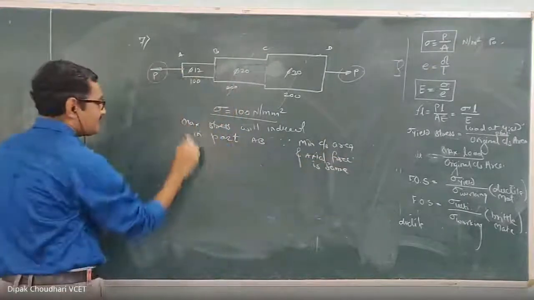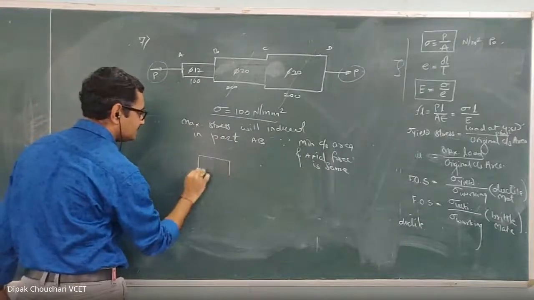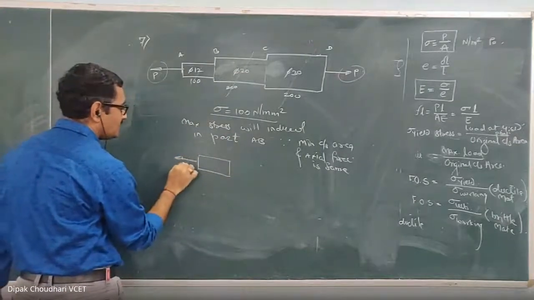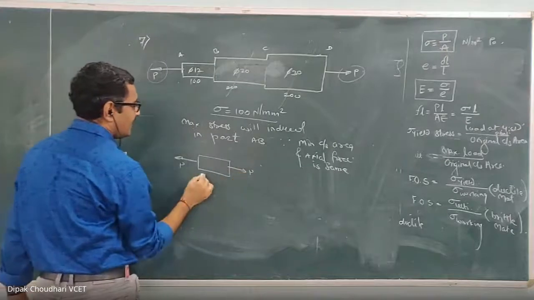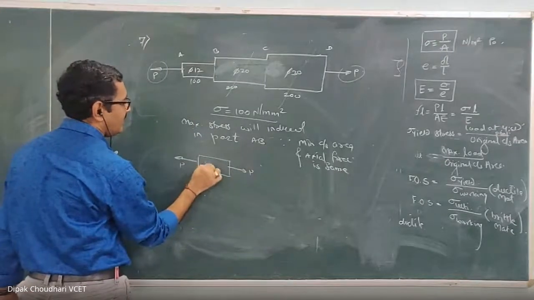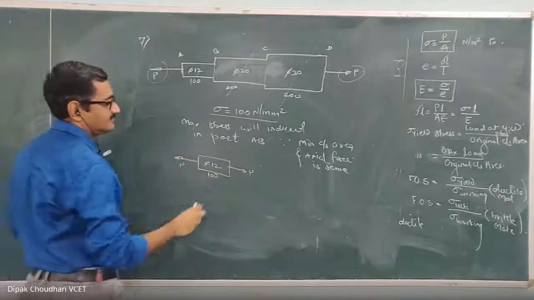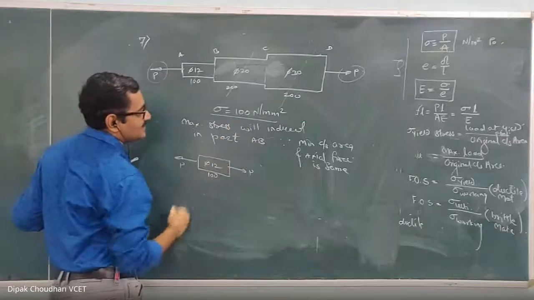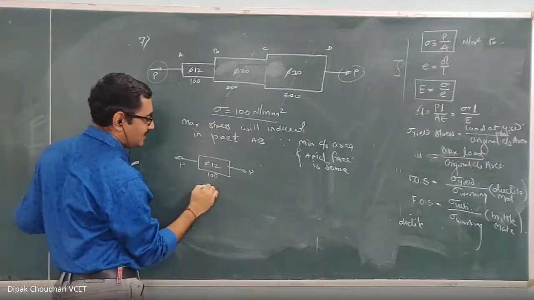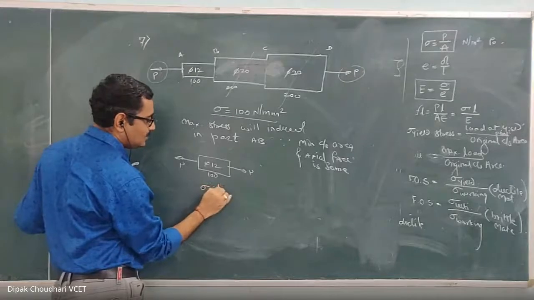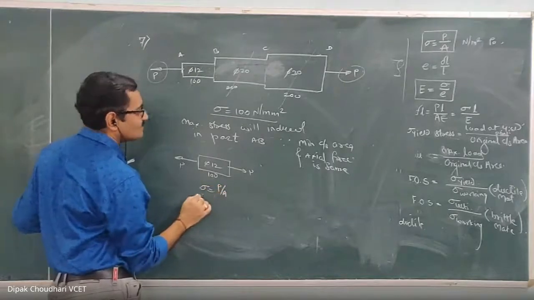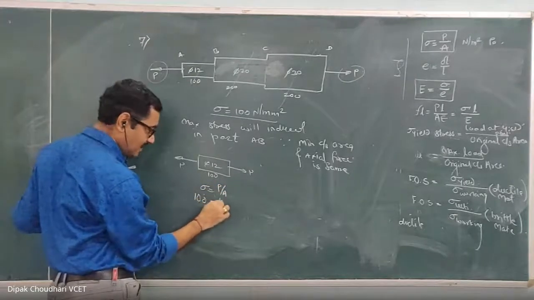Okay, so I will consider this first part. How much is the axial force acting on this first part? It is P, and the length is 100 and phi is 12. Then the stress induced in this part is 100 Newton per millimeter square. Now we know that stress equals P upon A.